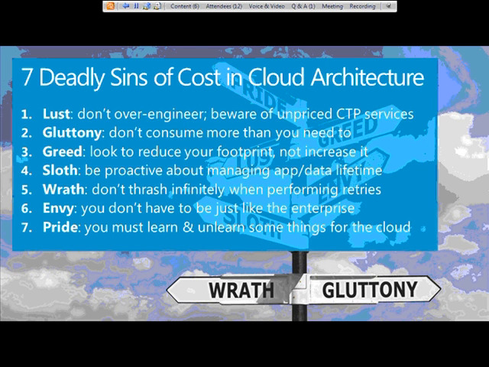Number 6, envy. You don't have to be just like the enterprise. Not everything in the enterprise is good in the cloud. As we've seen already, many behaviors that are innocent in the enterprise can cost you in the cloud. It's okay to be different.